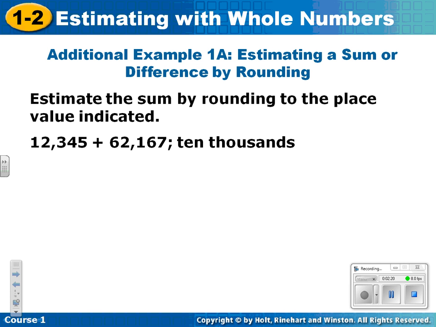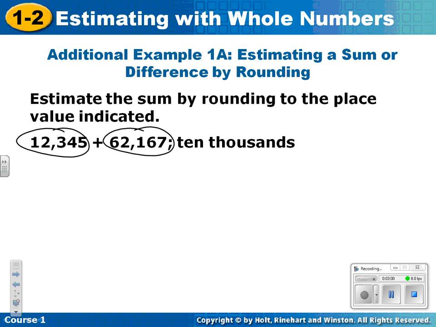This question says, estimate the sum by rounding to the place value indicated. So we need to round. The indicated place value is the 10,000. So we need to round this number, and we need to round this number to the 10,000's place. Then we're going to add. Now, a lot of times I've seen in 6th grade, what students will do is they'll add these together and find the exact answer and then round that number. We're not doing that. That's not what we want to do. We want to round the two numbers and then solve the problem.